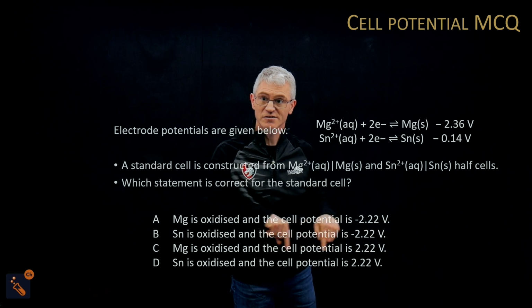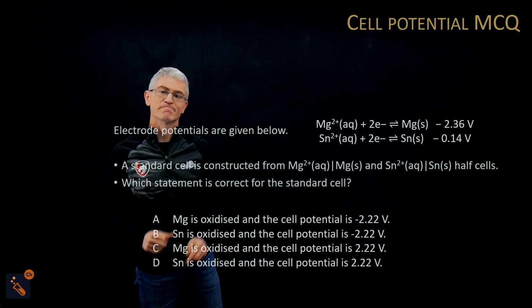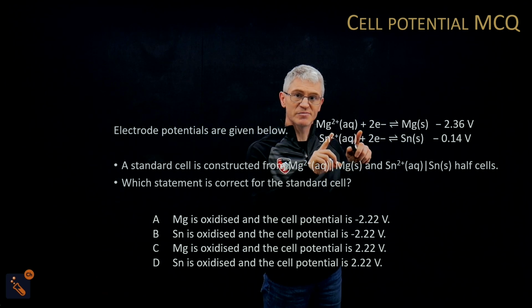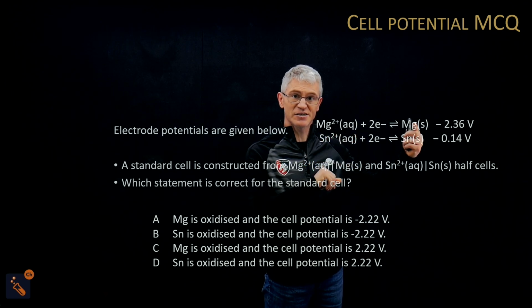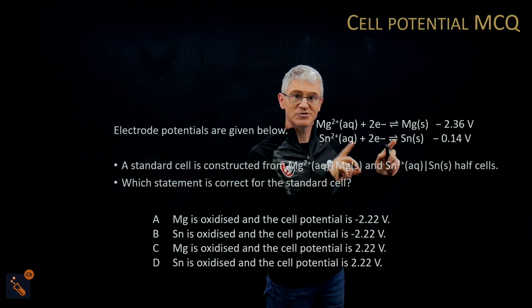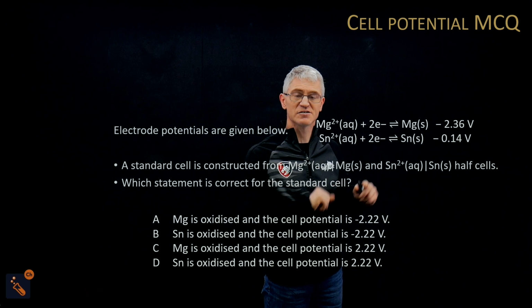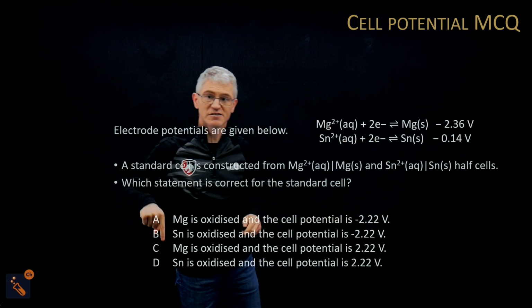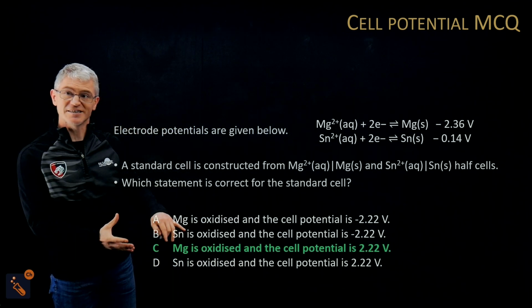So our answer is C or D. So if it's C or D, we then need to go on the magnesium. The magnesium is losing electrons, which means it's being oxidized, and the tin is gaining electrons because it's more positive, and so it's being reduced. So that means the magnesium is being oxidized, so the answer is C.